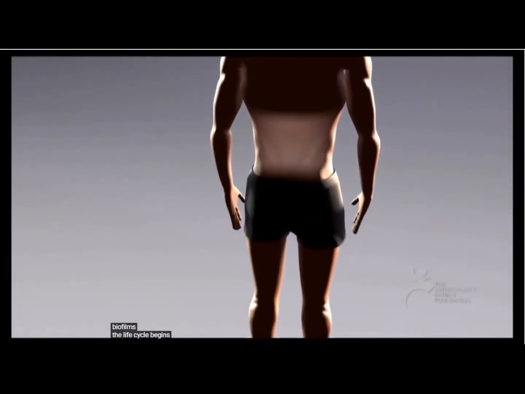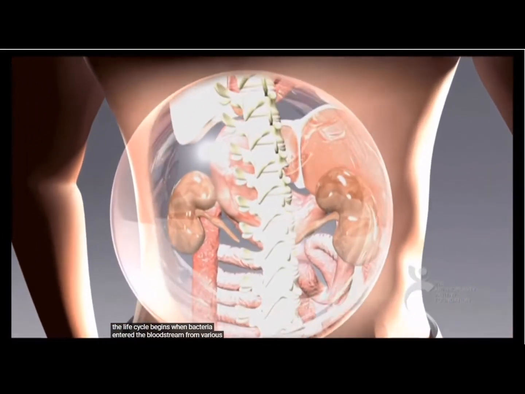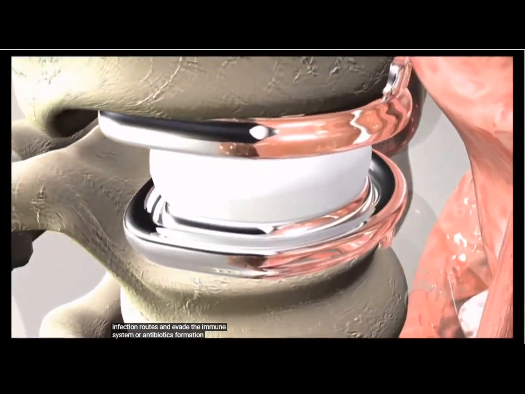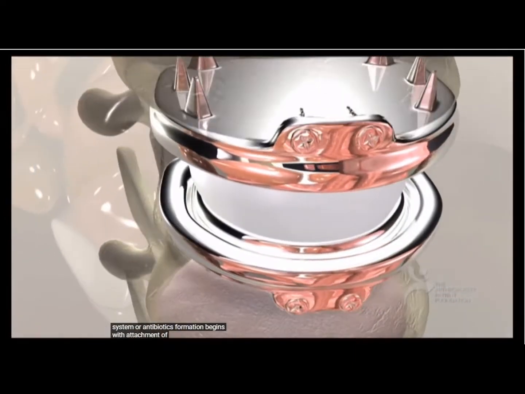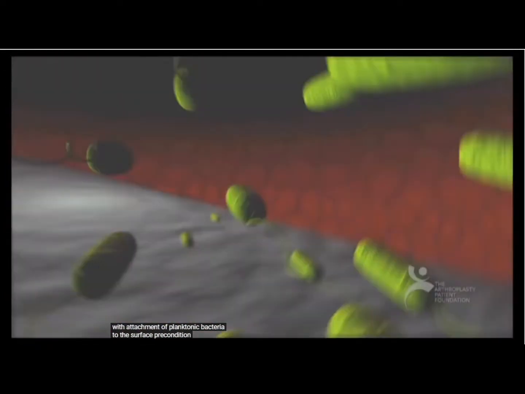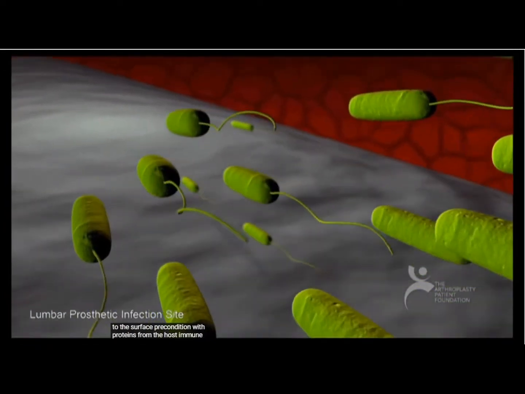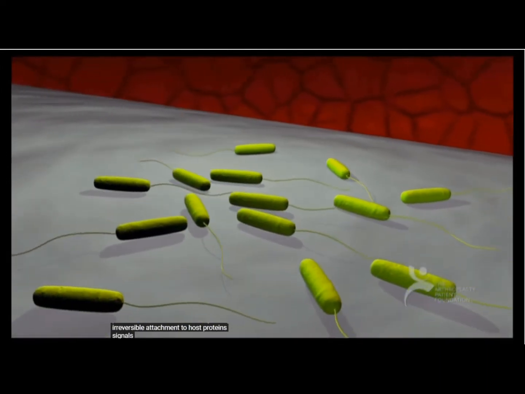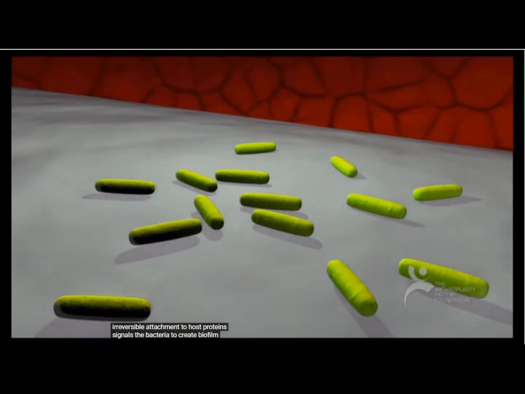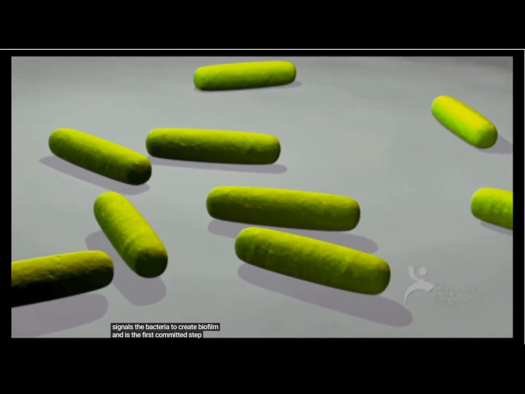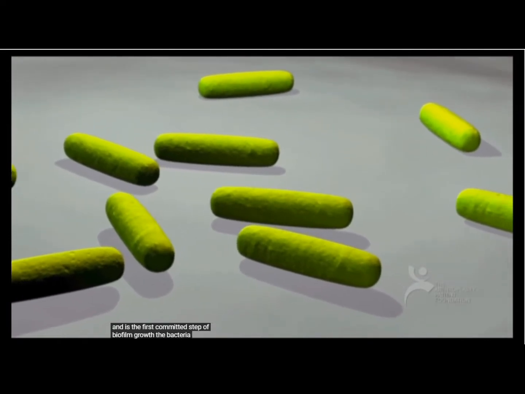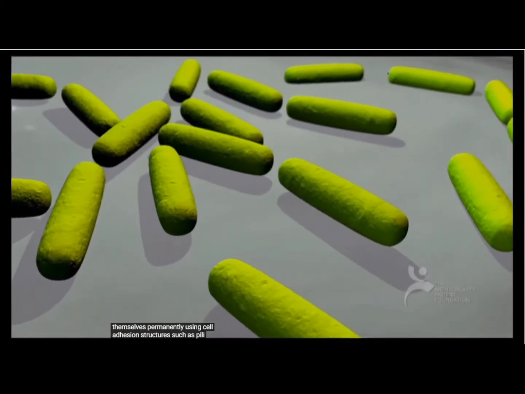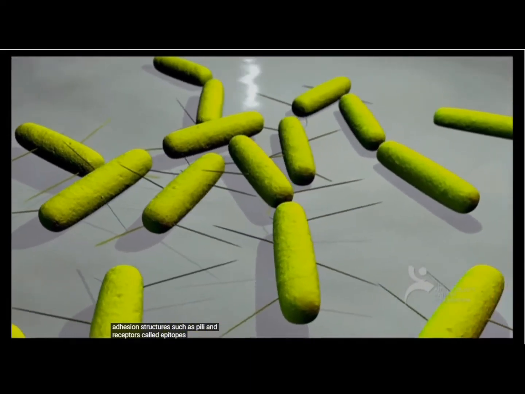The life cycle begins when bacteria enter the bloodstream from various infection routes and evade the immune system or antibiotics. Formation begins with attachment of planktonic bacteria to the surface, preconditioned with proteins from the host immune system. Irreversible attachment to host proteins signals the bacteria to create biofilm and is the first committed step of biofilm growth. The bacteria anchor themselves permanently using cell adhesion structures such as pili and receptors called epitopes.